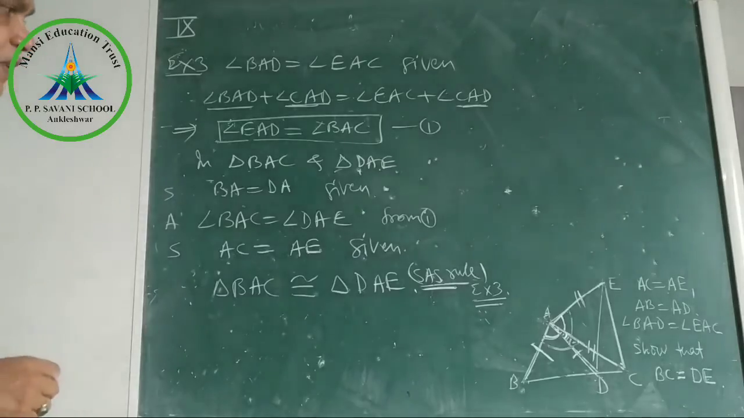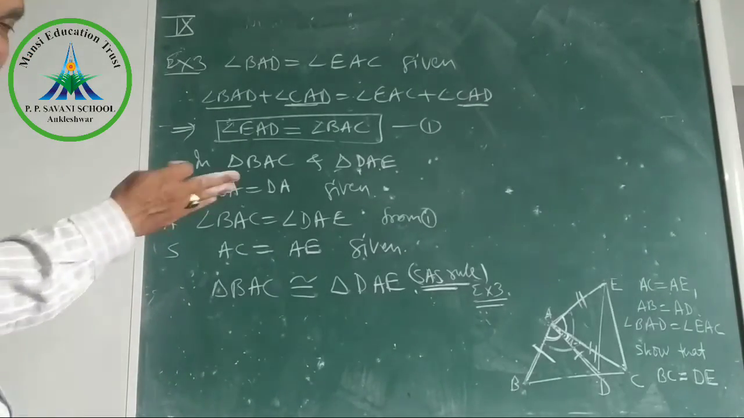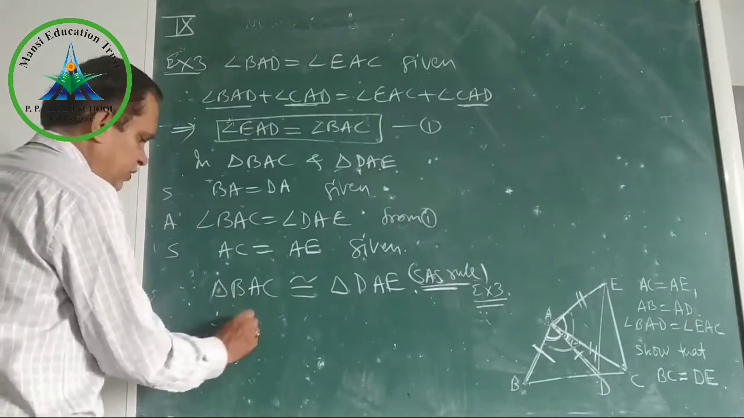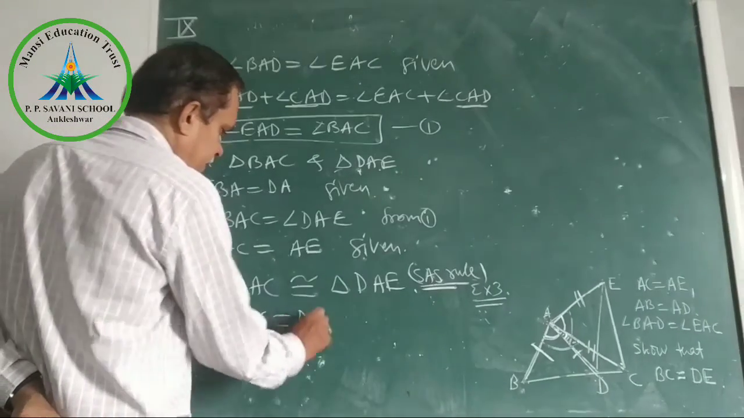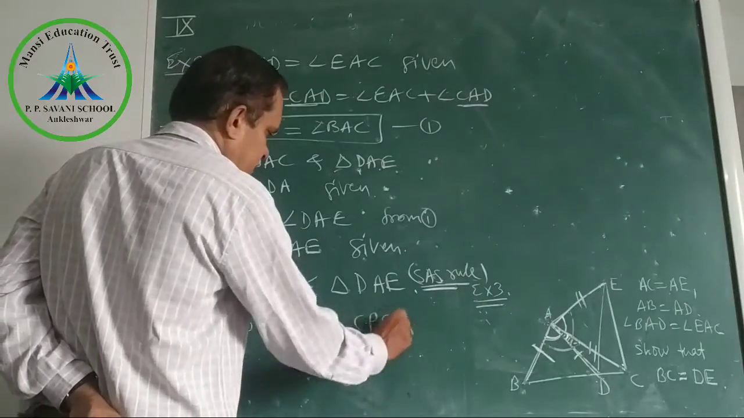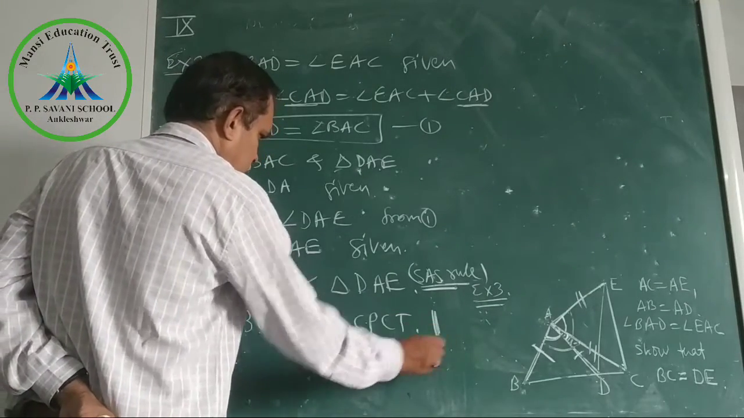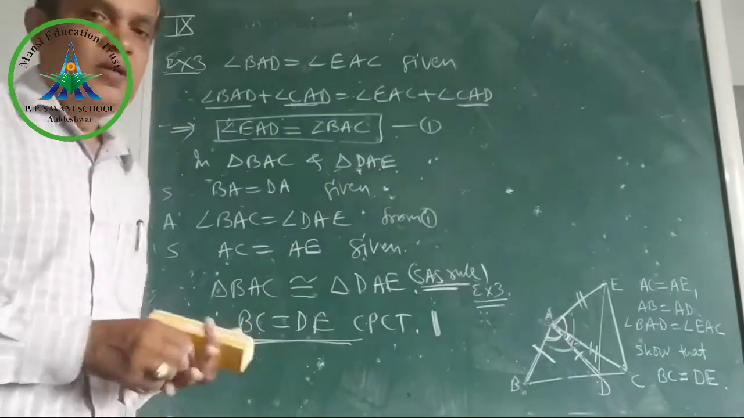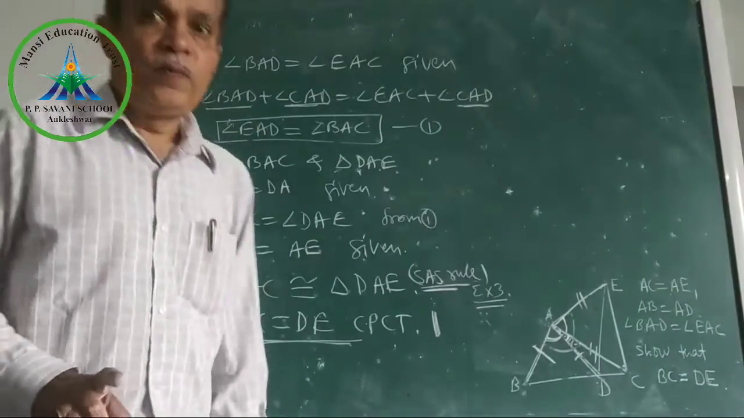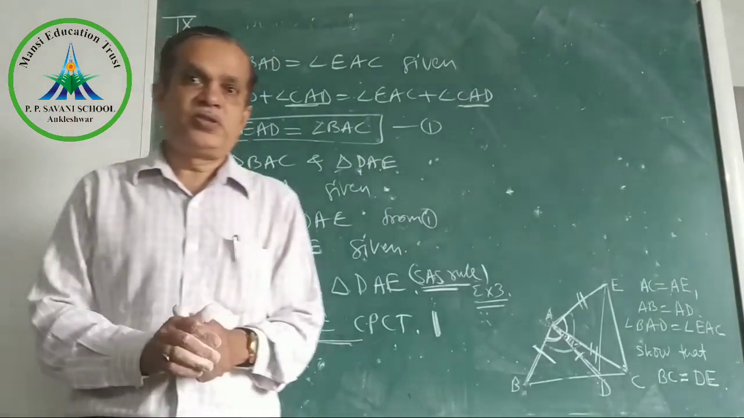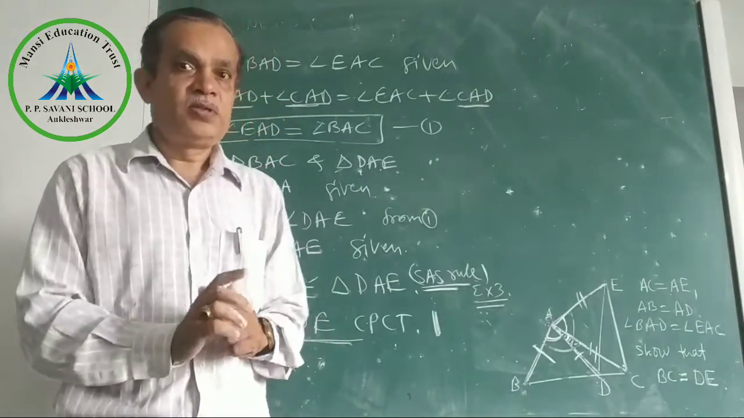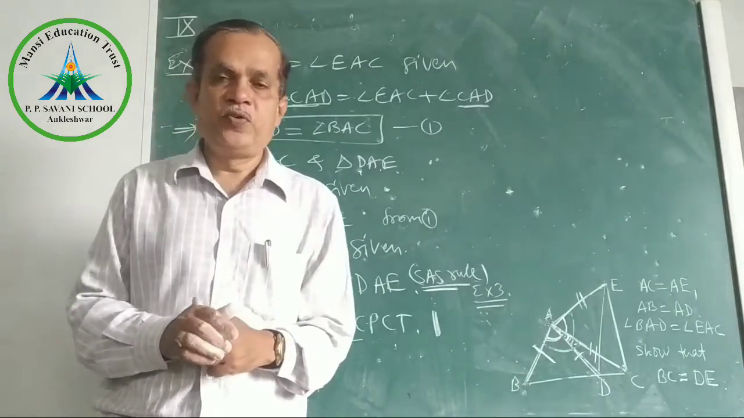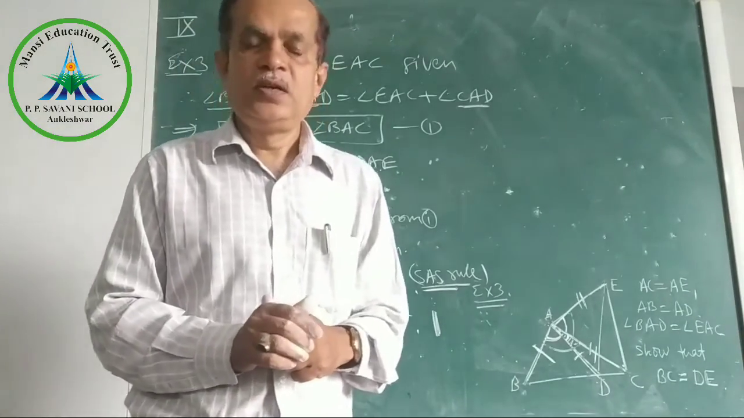Okay. And if these two triangles are congruent, then BC and DE are corresponding parts of congruent triangles. Therefore, BC equal to DE. Simple. Hence, okay, fine. Now see, all of you watch the video 2 times, each example 2 times, copy the example and solve yourself without seeing the video. I am sure you understand, right? Very good.